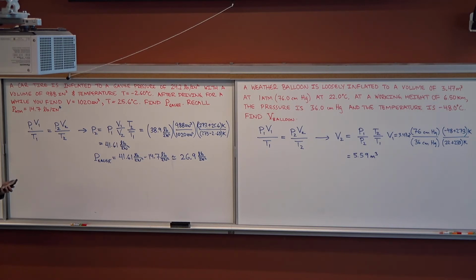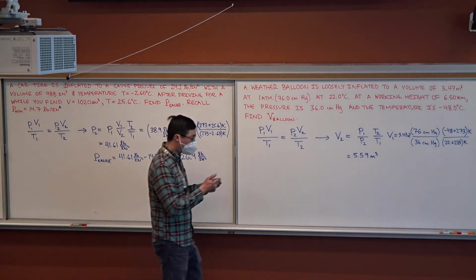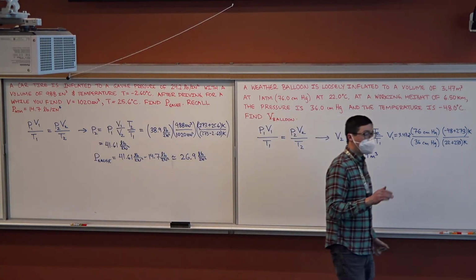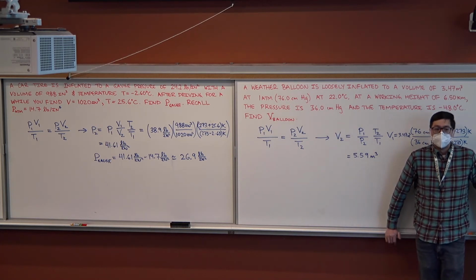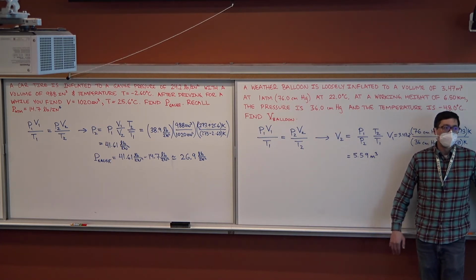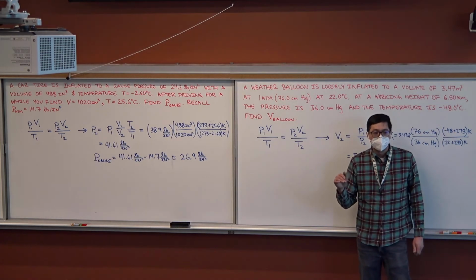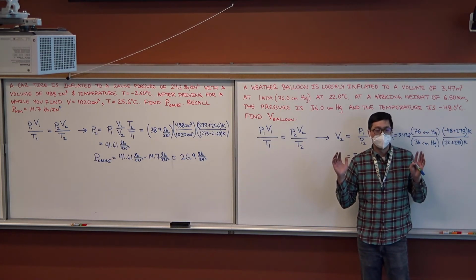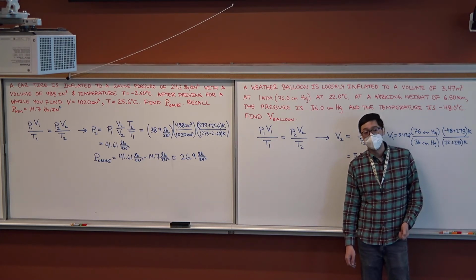Why do we subtract the two pressures? Remember that the gauge pressure is referenced to atmospheric pressure. So the gauge pressure is how much above or below atmospheric pressure the absolute pressure of the gas is.